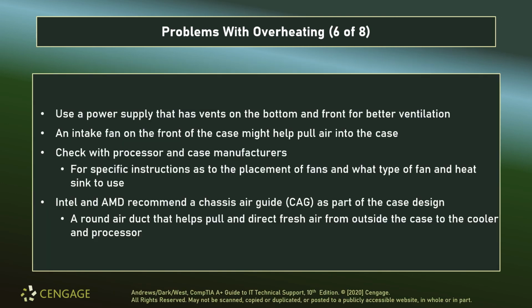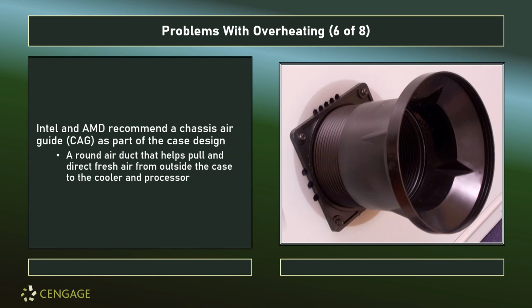So use a power supply that has vents on the bottom and front, as I said. Intake fans are great, extra fans are always good. The CAG, which we brought up a little bit ago, I'll give you a bit more of an explanation of what that is. It is an air duct that helps to pull air directly from the outside and onto the cooler and processor. This is what the CAG actually looks like.